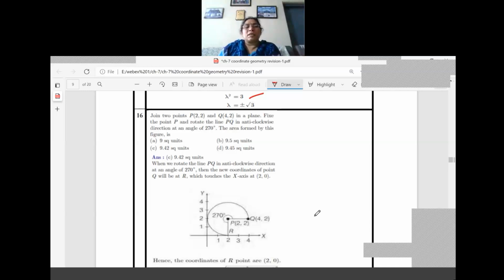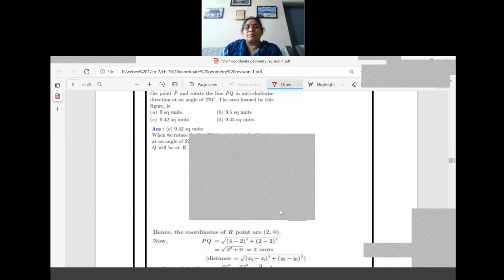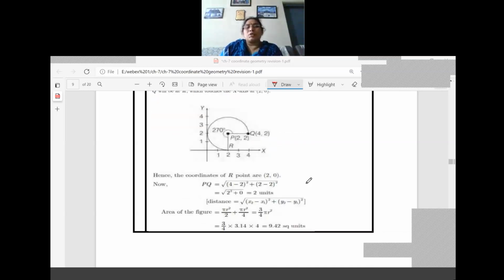Now the question asked is, what is the area of the figure? Now you tell me what the area of the figure is. We can do it as circle area minus this triangle area, or the arc area we can delete. So what they have done: the coordinates of R are 2 comma 0. They calculated the distance PQ first, that means the radius we got. So area of the figure means pi r square by 2 plus pi r square by 4, equal to 3 by 4 pi r square only, because 270 by 360, you know that.